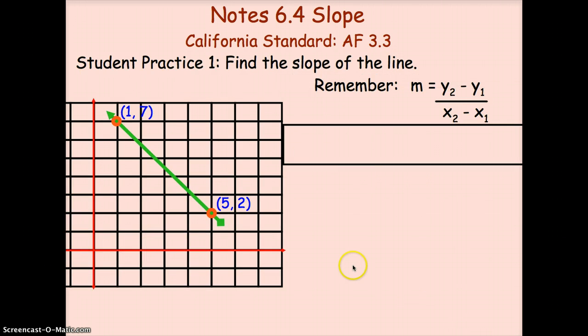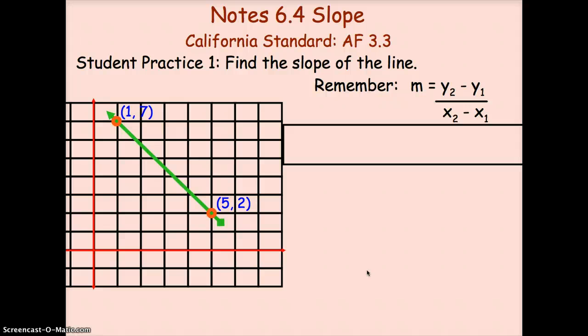So go ahead and try this out on your own. Pick one for point 1, one for point 2. I went ahead and called this point 1, this point 2, I believe, in my example. You can do whichever one you want, as long as whichever y you start with, the same x is in the denominator.